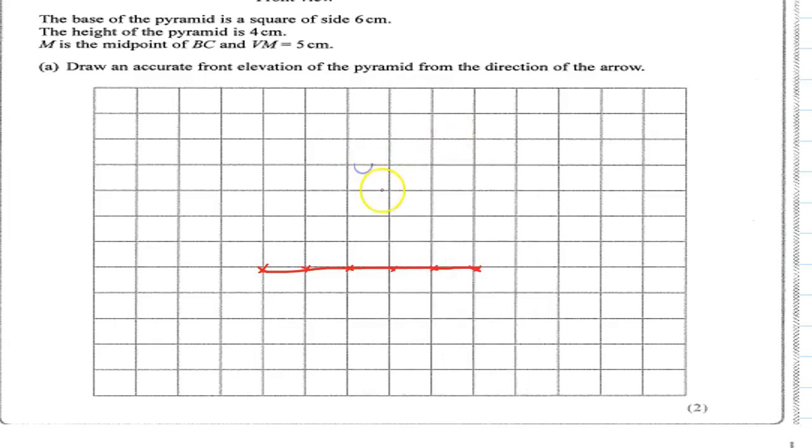Okay, so this is 4, and this is your 6, 1 2 3 4 5 6, and this is your middle part. Okay, and you can join them. You can use a ruler, I'm just drawing freehand. So this will be your front elevation, and this height is 4. So front elevation.